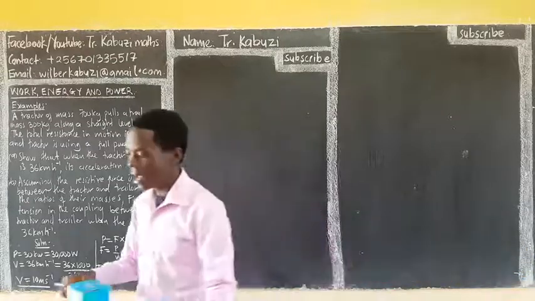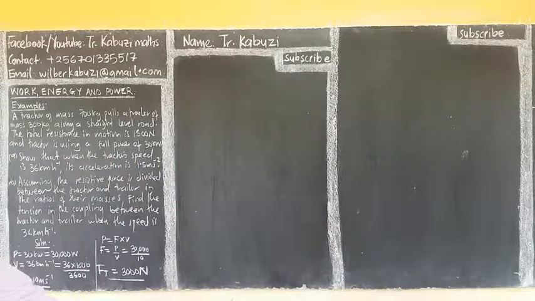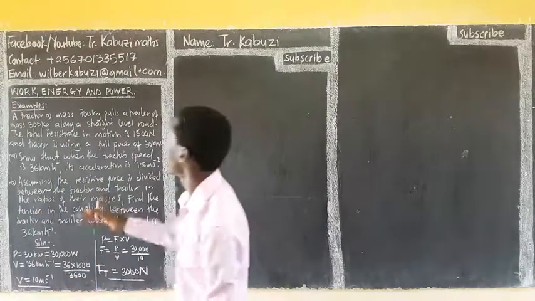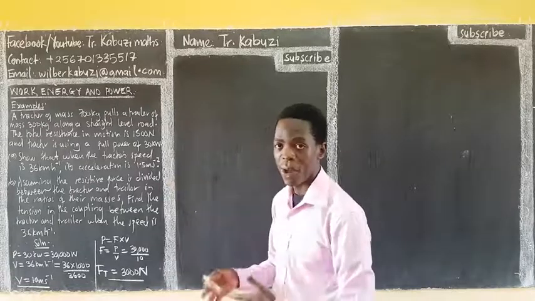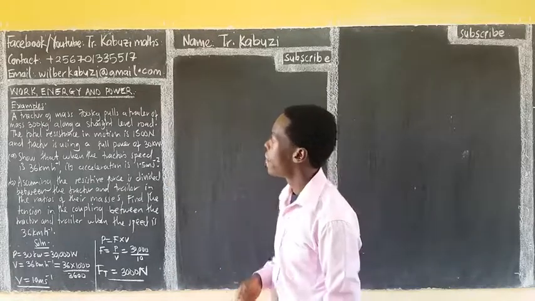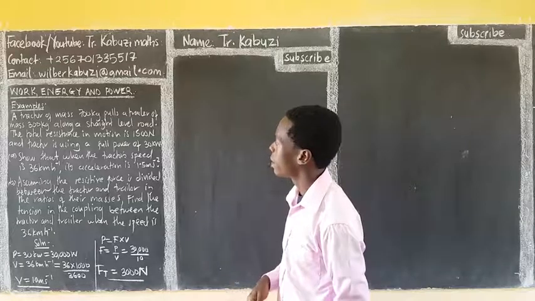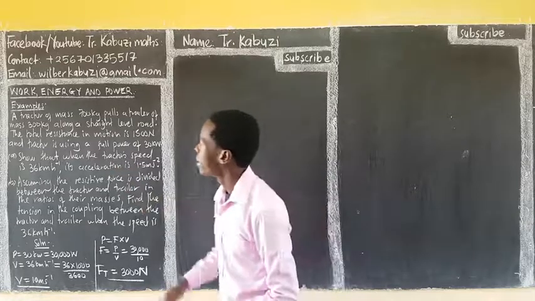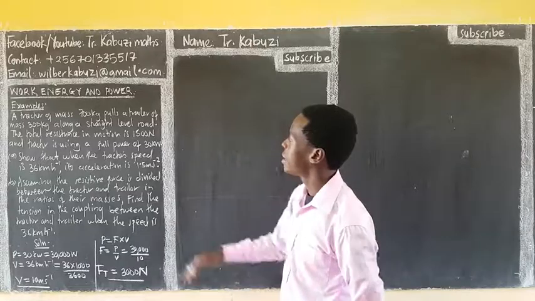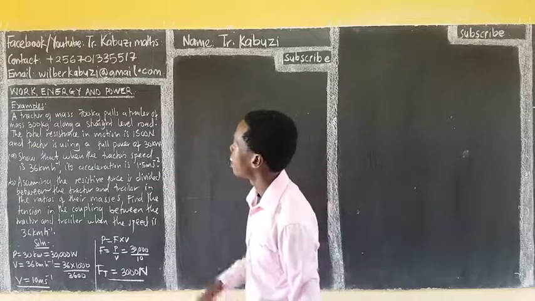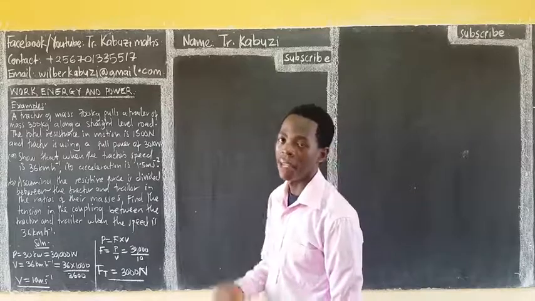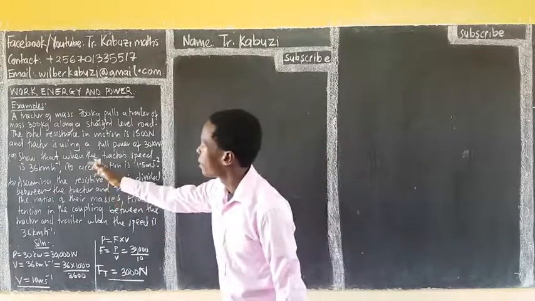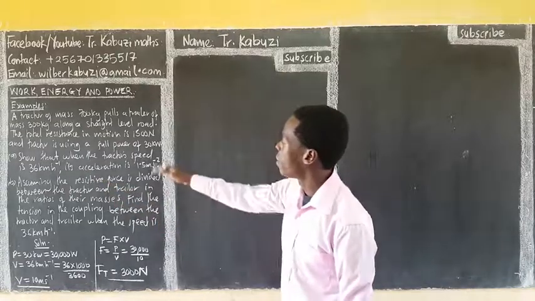Okay, so after having that, let us come to the question. The tractor of mass 700 kilograms pulls a trailer, I think you know what the trailer is, of mass 300 kilograms along a straight level road. The total resistance to motion is 1500 newtons, and the tractor is using a full power of this.